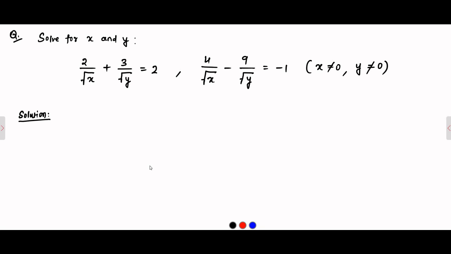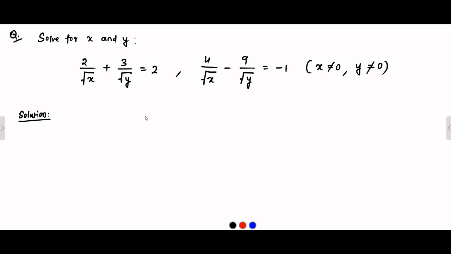So here is another question on solving linear equations in two variables using the substitution method. It is given to solve for x and y with the two equations: 2 by root x plus 3 by root y is equal to 2, and 4 by root x minus 9 by root y is equal to minus 1, with x not equal to 0, y not equal to 0.